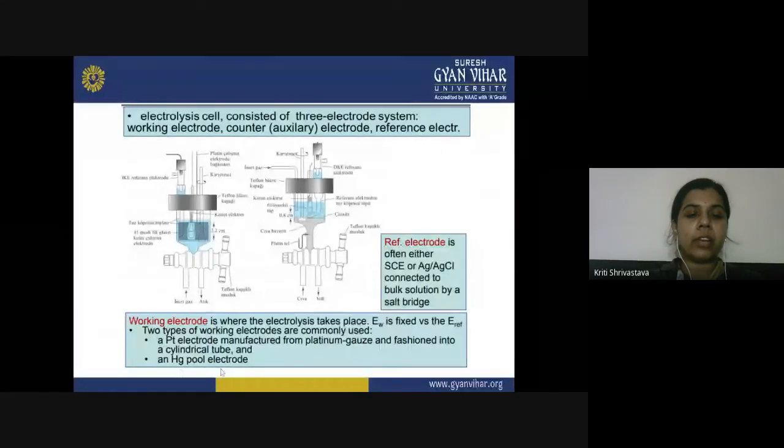Now the working electrode is where the electrolysis takes place, and the potential at the working electrode, that is E_W, is fixed versus the E reference. So generally, as we have already discussed, we are using two types of working electrode. One is platinum and one is the mercury pool electrode, and we decide which is to be used according to the type of reaction that is going to take place in the electrochemical cell.